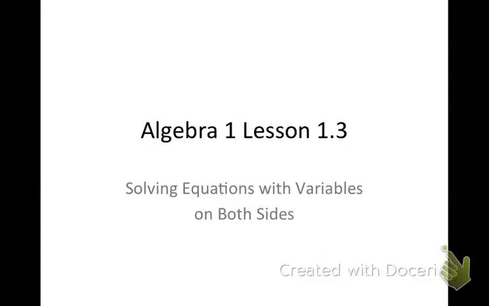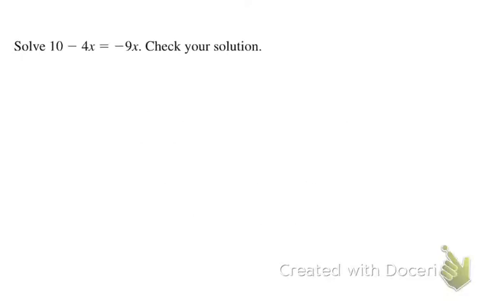Okay, this is Algebra 1, Lesson 1.3, Solving Equations with Variables on Both Sides. Okay, this is our first example. We're going to solve 10 minus 4x is equal to negative 9x and check our solution. Now this is example 1 in your textbook, so you're just going to listen to the explanation and follow along, and then we'll write down the next example.